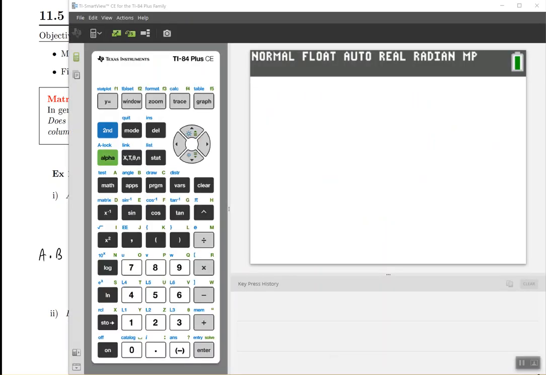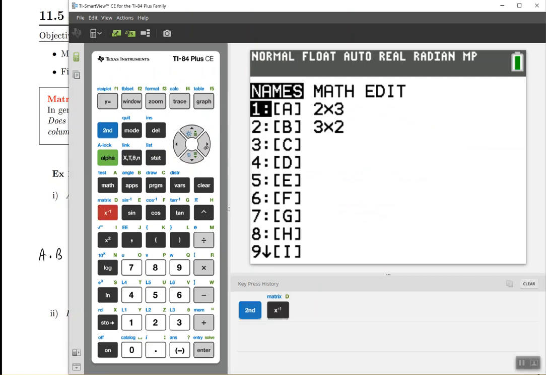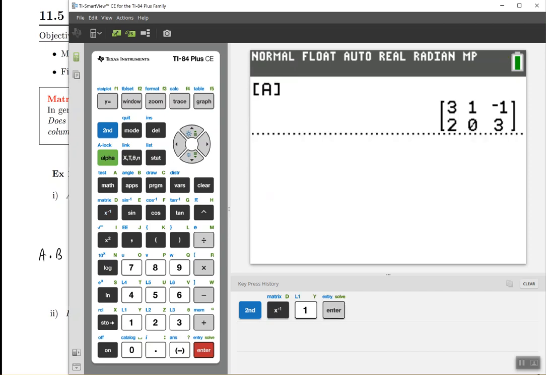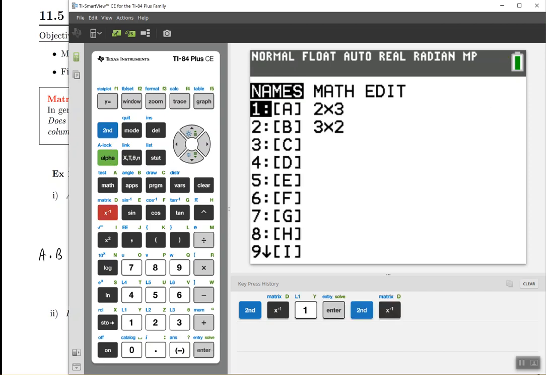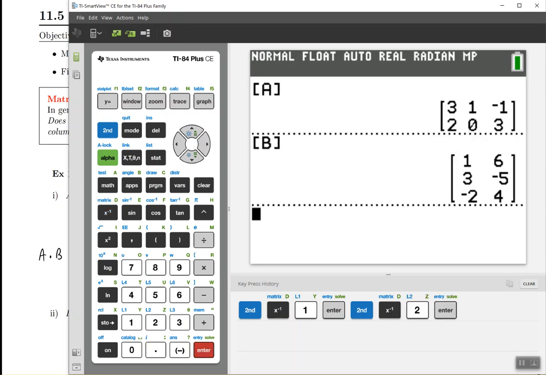So before I type in the product A times B, let me show you what I put in for A and what I put in for B. So if I go to my matrix menu and I call on A, you'll see the matrix A is the one that was on the paper. I'm going to go to second matrix again and call on B. So if I call on B, I'm going to see the matrix that I typed from the paper, basically.